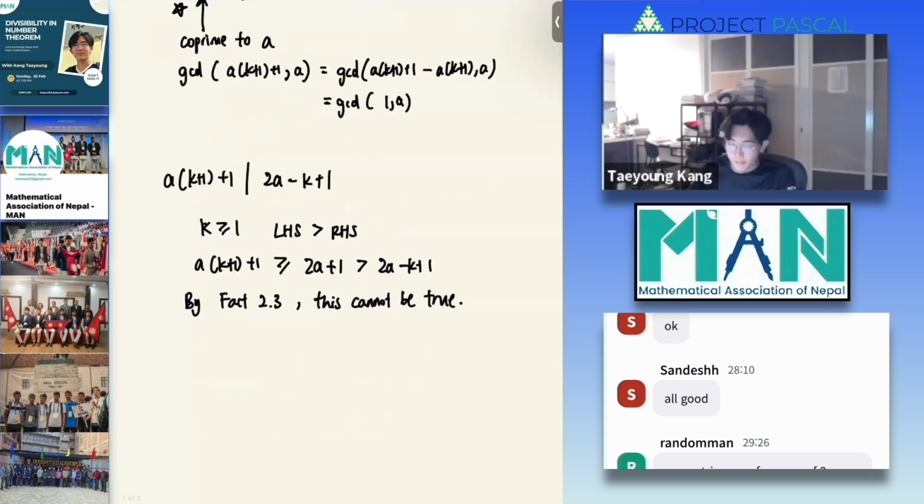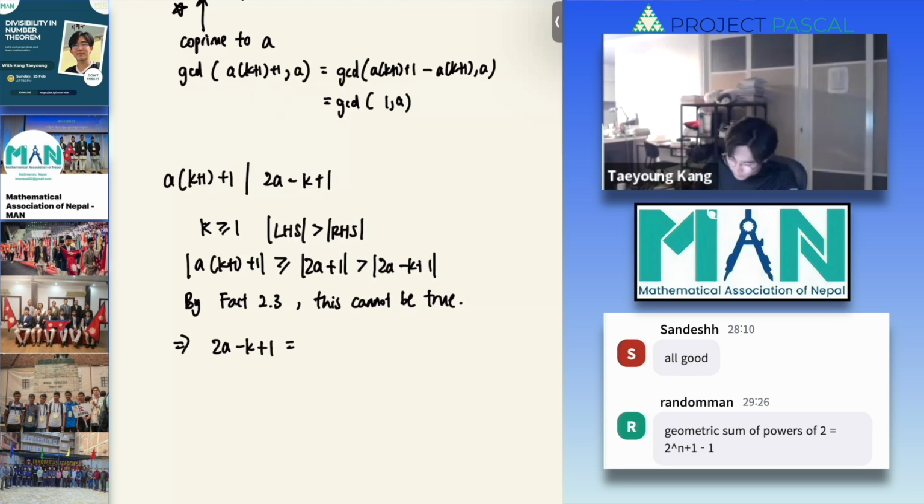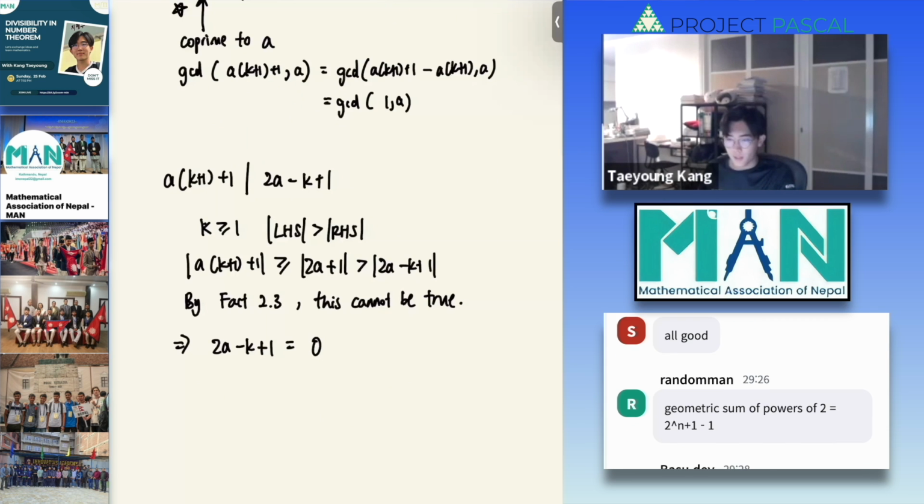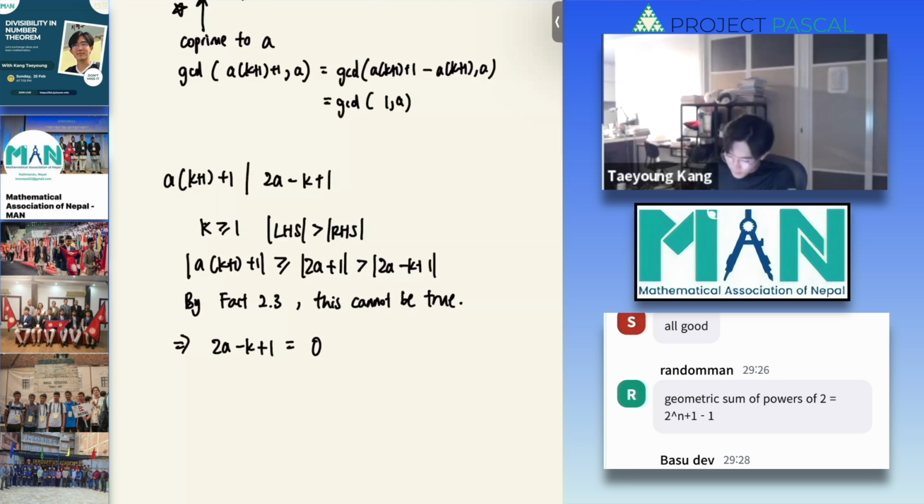Therefore, we must have that the right-hand side must be equal to 0. So this just gives us that K equals 2A plus 1. So B must be equal to A times (2A plus 1).